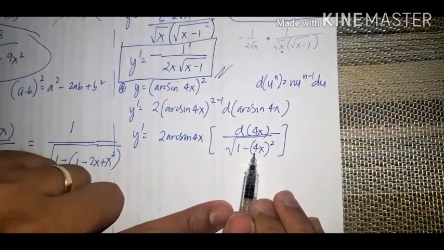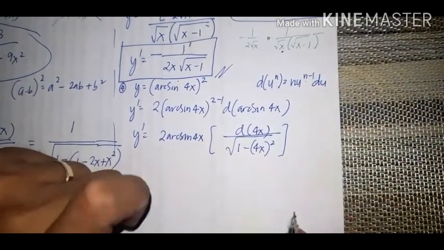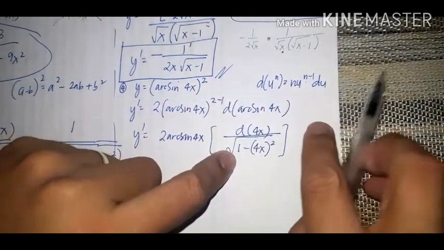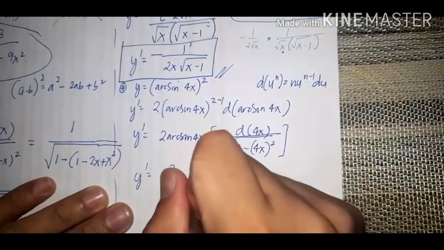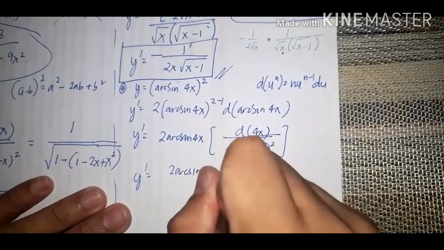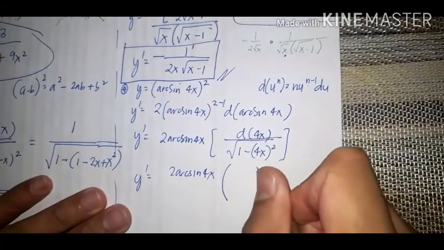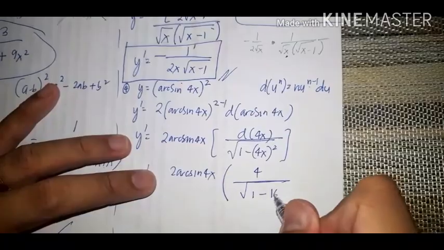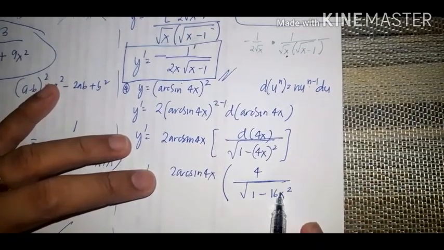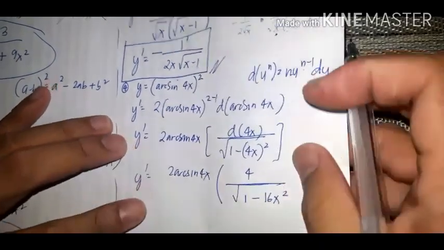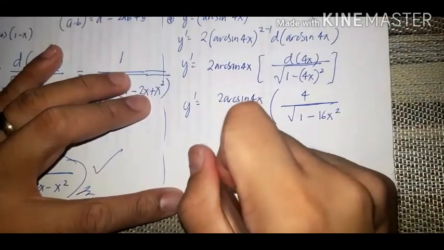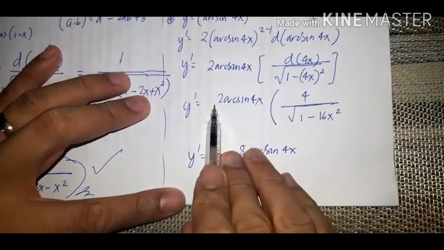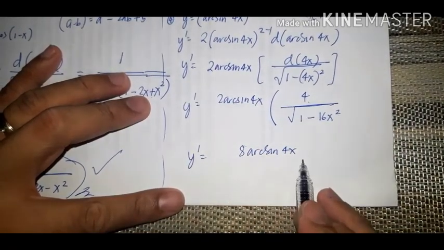So, again, you are to raise 4x raised to the second power, not x to the second power. So, it should be 4x quantity squared. So, your y prime here is 2 arcsine of 4x times the quantity 4, derivative of 4x is 4, over the square root of 1 minus 16x squared. So, 4 squared is 16, x raised to the second power. So, that's 16x squared. So, your y prime therefore here is 8 arcsine 4x. 2 times 4 is 8 arcsine 4x.